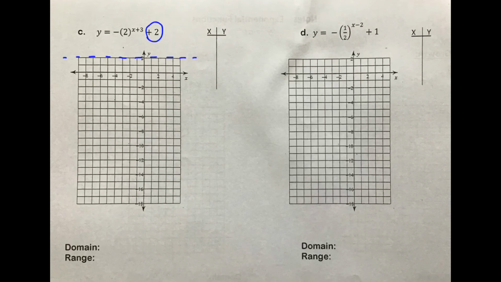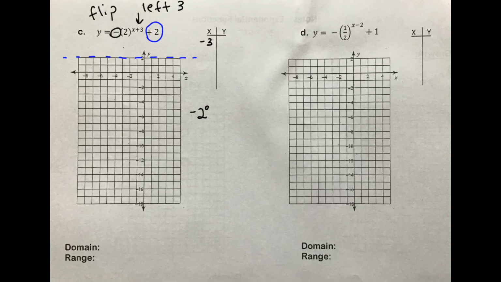Now, this plus 3 means I'm going to move left 3. But now I have that front negative. That front negative is going to make it flip. So now instead of being above the asymptote, it is now going to be below the asymptote. I'm still going to do the same thing that I did before when it comes to the T-chart. I'm going to think about what's going to make that exponent 0, negative 3.